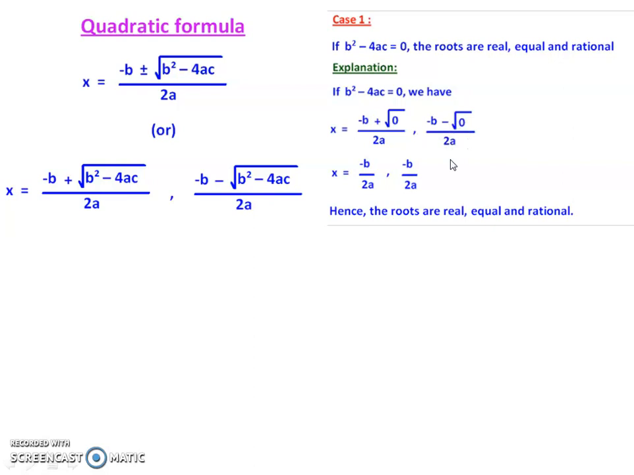You know, root of 0 is 0 itself. So what are the solutions? The first solution is minus b by 2a and the second solution is minus b by 2a. That means you are getting two equal real rational solutions. Real, they are real numbers. Both solutions are equal. They are rational numbers too. That is, they are in the form of a fraction.